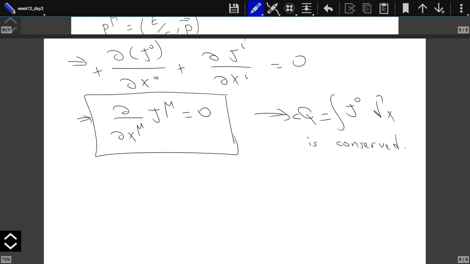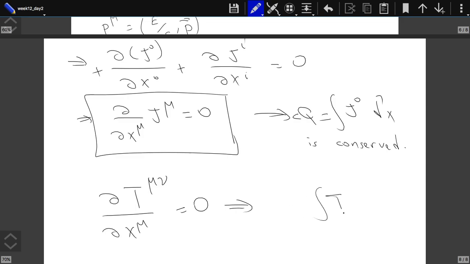Now, for the energy momentum, we should be able to find some T mu nu. We take its derivative with respect to x mu. This should be equal to 0. We should be able to derive such an equation, which will tell me that the integral of T 0 nu, which I will identify as the nu component of the energy momentum four vector, is conserved.